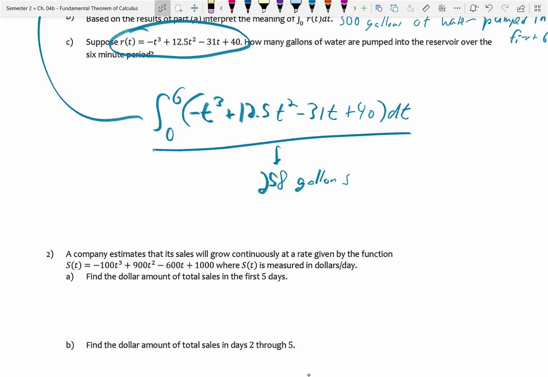Okay, a company estimates that its sales grow continuously at a rate given by this, where S of T is measured in dollars per day. So S is dollars per day, and it wants the total amount of sales in the first 5 days. What do we do? Is this feeling a little bit easier? The integral from 0 to 5 of S of T dt.